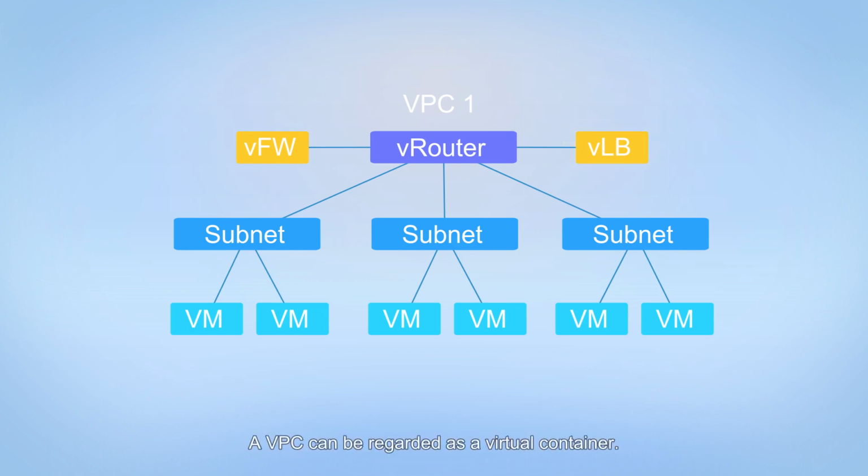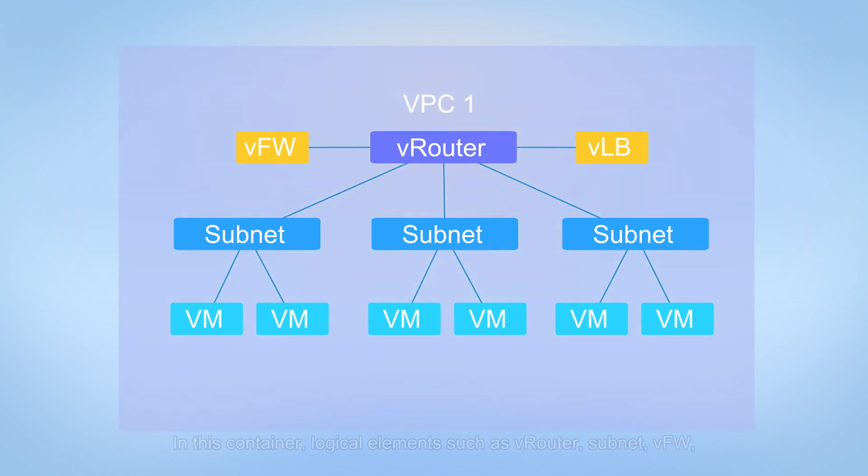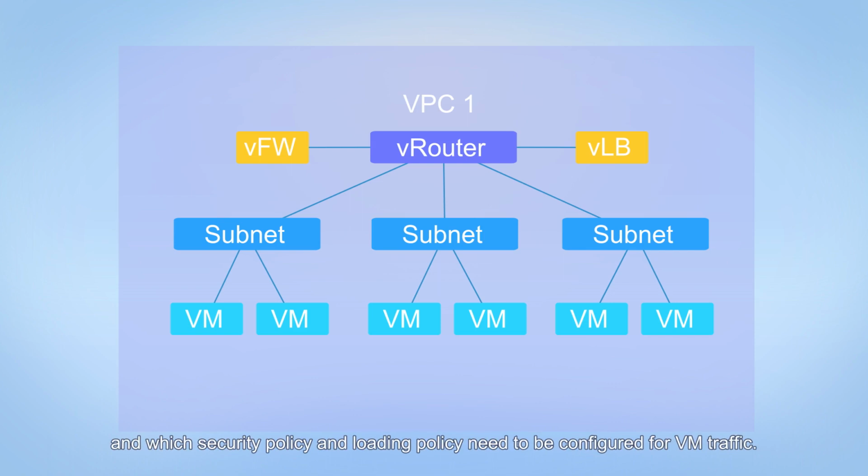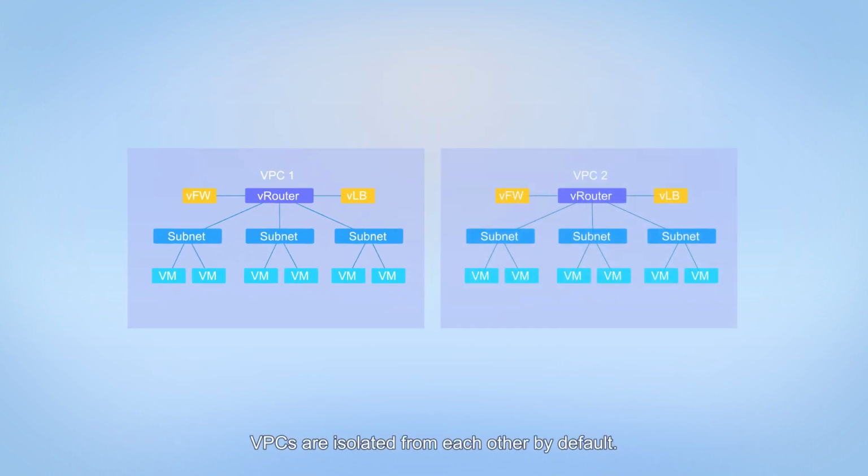A VPC can be regarded as a virtual container. In this container, logical elements such as vRouter, subnet, VFW, and VLB are orchestrated by the tenant administrator based on service requirements. For example, how many network segments are required, how many VMs are connected to each network segment, and which security policy and load balancing policy needs to be configured for VM traffic. VPCs are isolated from each other by default. Additionally, multiple logical networks can share the same physical network.